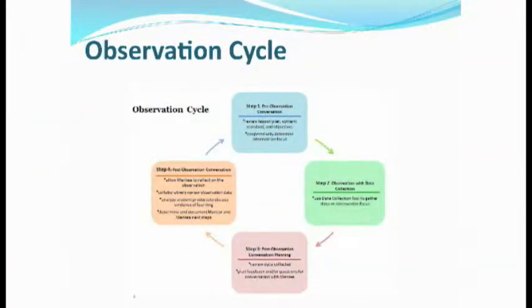All right, so this is the observation cycle. There are 4 steps. The first step is the pre-observation conference, and I'm going to walk you through how to do that. And then the second step is the observation with data collection. Step 3 is post-observation conversation planning, and step 4 is the post-observation conversation. At our next training, we will go more in depth in step 3 and 4. Today you'll just get a preview of what those steps are, and then we'll talk about them more in detail at our next training.